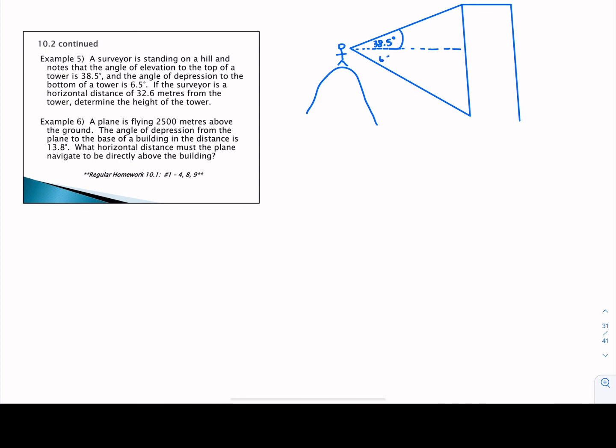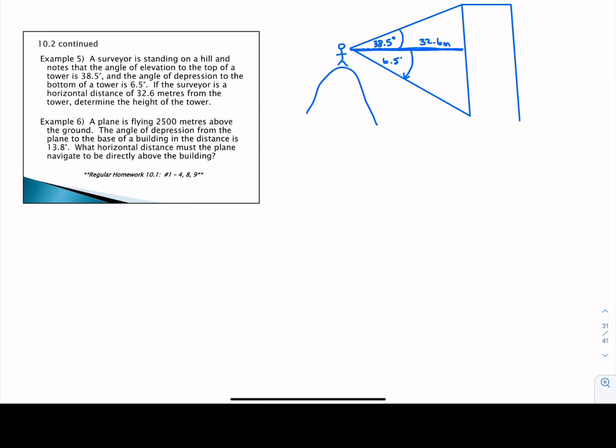6.5 degrees is the angle measurement that is now sitting, oops, that looks like 65. Let's fix that here. 6.5 degrees is sitting as our angle of depression. So once again, that's measured from the horizontal downwards. So it's just that wedge of the triangle here. We also know that the surveyor is a horizontal distance of 32.6 meters from the tower itself. So this side length that is shared between these two triangles, if I can darken it here, that side length that's shared is measuring 32.6 meters.